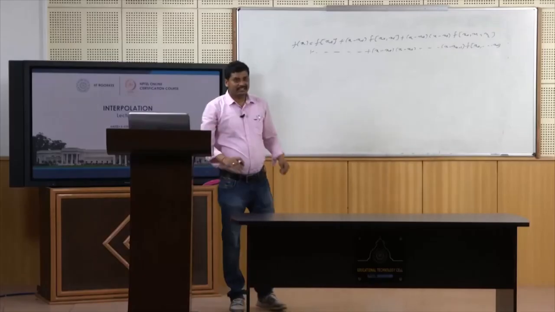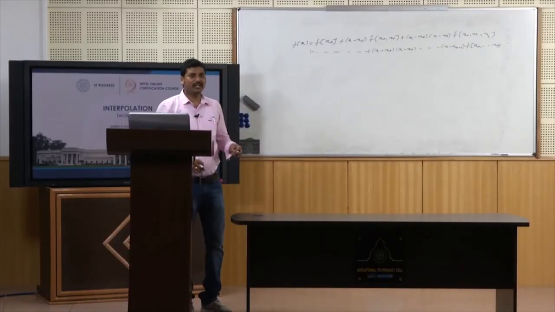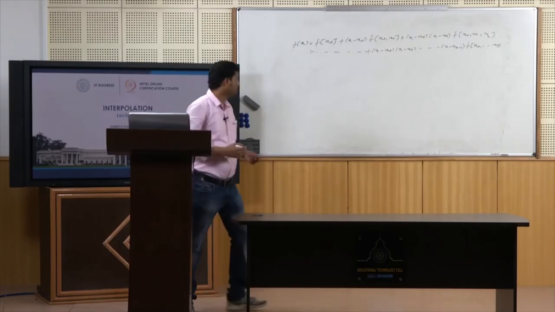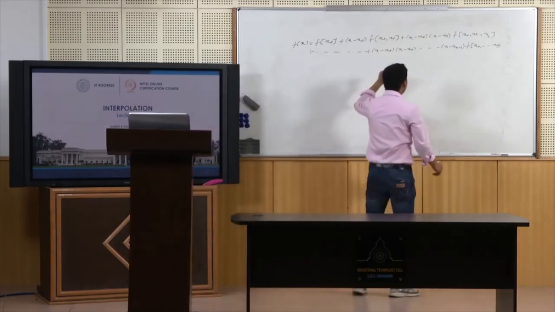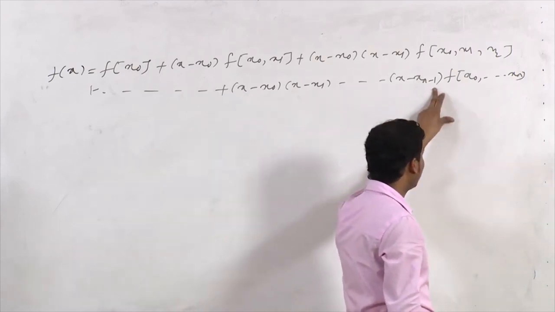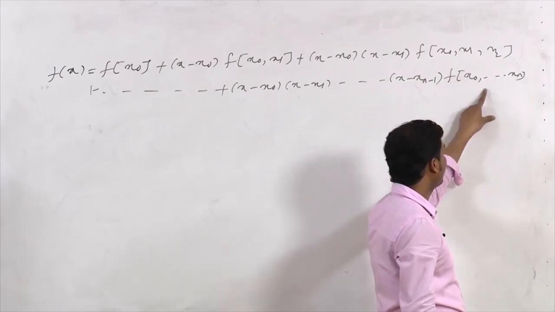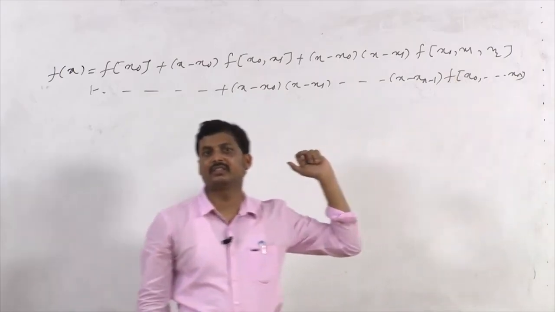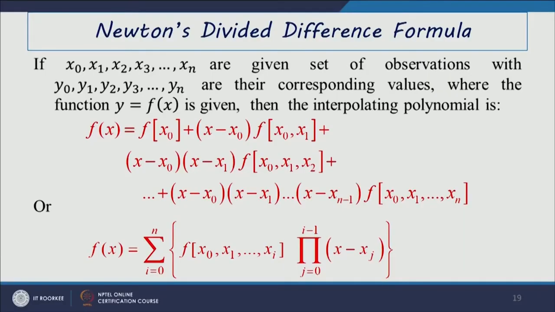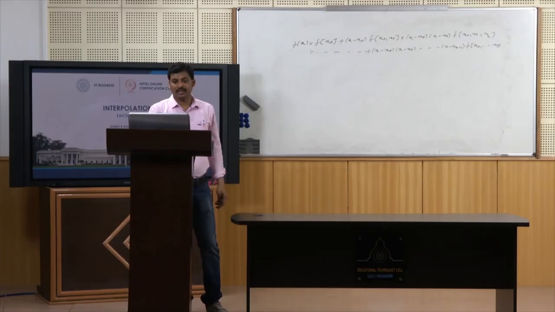So especially this immediate next term can be said to be the remainder term, where another x value is required to get this last term there. Since, if you see here, for the remainder term or the next immediate term, this needs another factor, that is x minus xn here, and it also requires an extra point to get this remainder term for this series to truncate. So it can also be written in the product form: f of x equals the sum over i equals 0 to n of f of x0 x1 to xi, times the product over j equals 0 to i minus 1 of x minus xj.